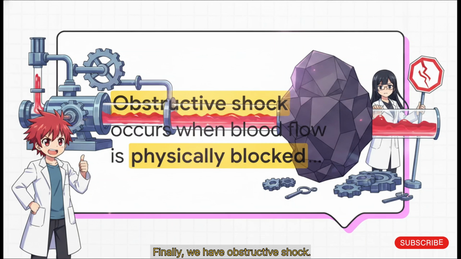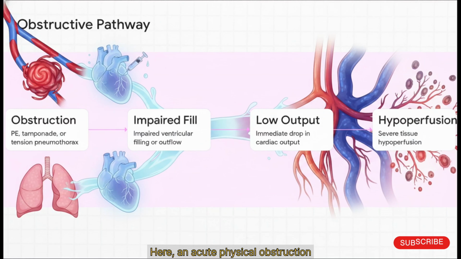Finally, we have obstructive shock. To round out our mechanical plumbing analogies, the fluid is there, the pump is trying its absolute hardest to work, but something is physically blocking the road. Here, an acute physical obstruction occurs in the great vessels or even the heart itself.